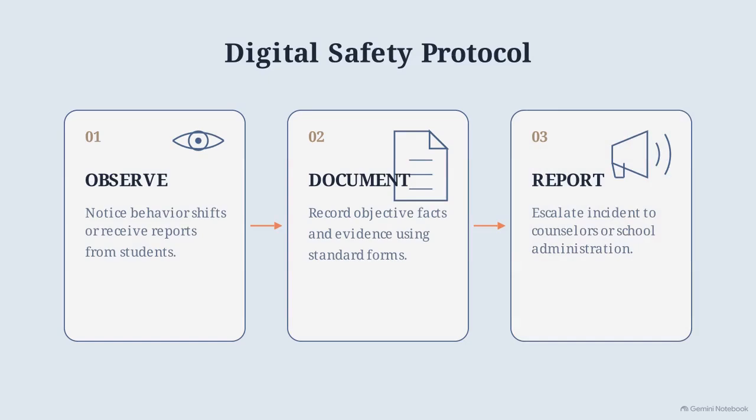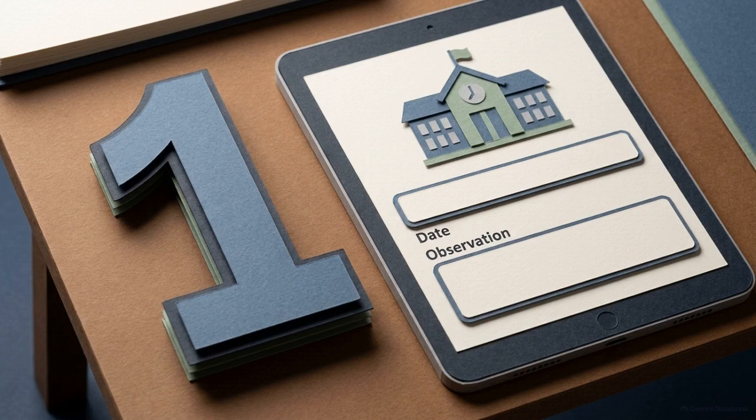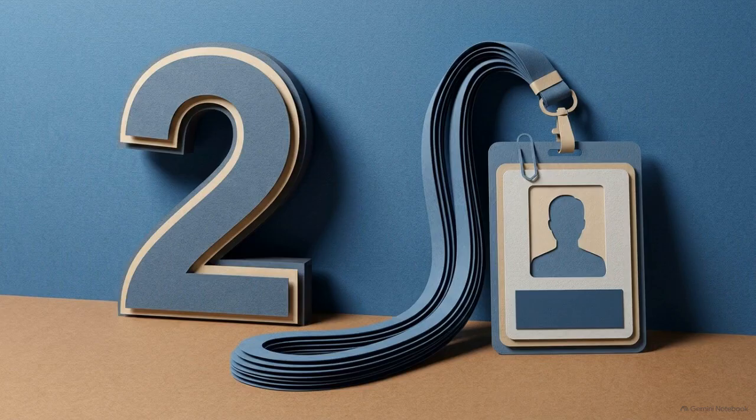a digital safety incident. By following these steps, you will ensure you protect the student without violating school policy or compromising a future investigation. To execute this plan, you need two things in place right now: immediate access to your school's standard incident reporting form and the names of your designated student support personnel.